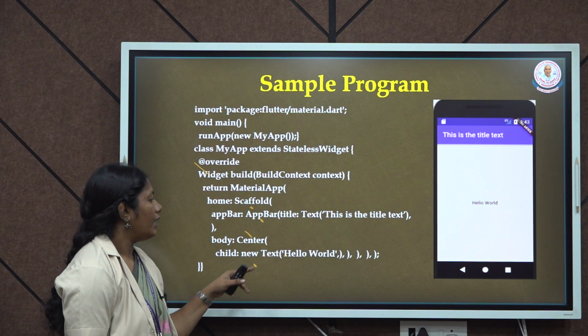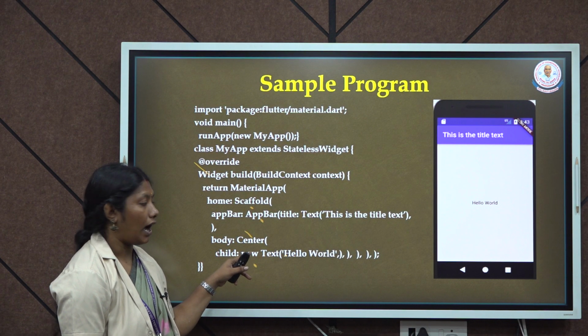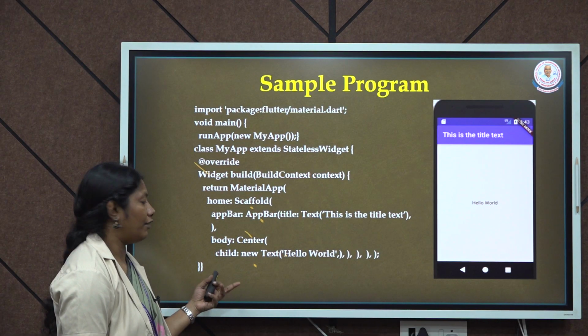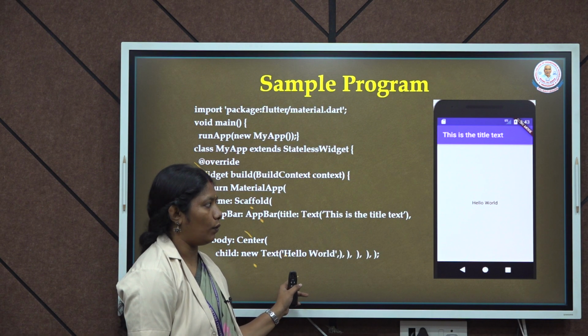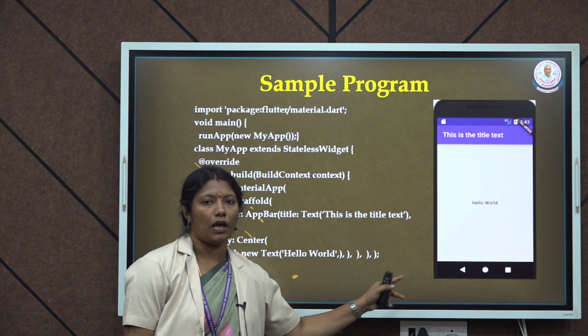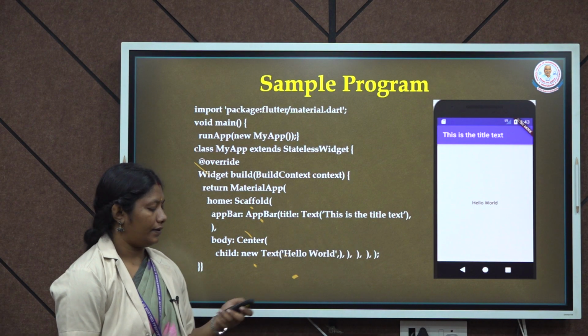Followed by the body widget. Inside the body widget we can give a Center widget. Under the Center we can define the child widget. So, under the child we can define the text Hello World. So, finally, this is what our output looks like. Thank you.